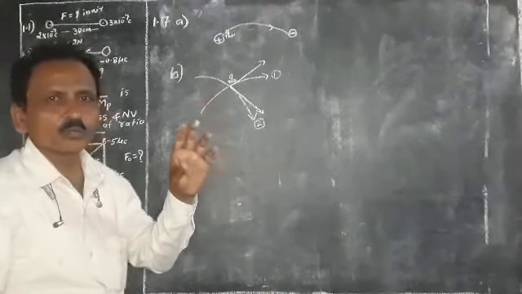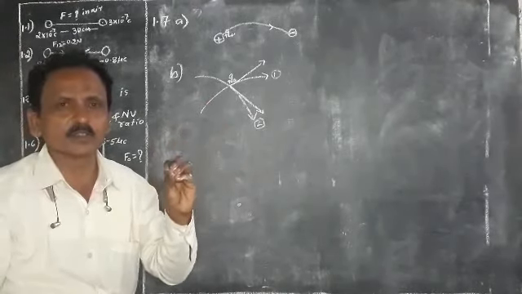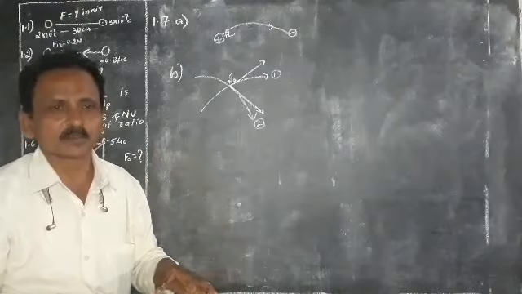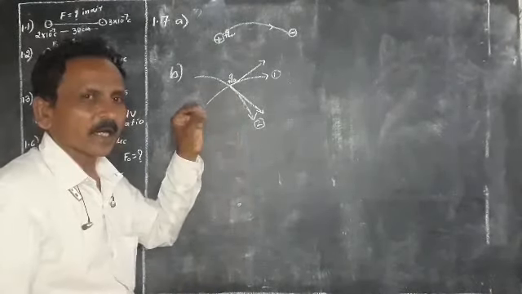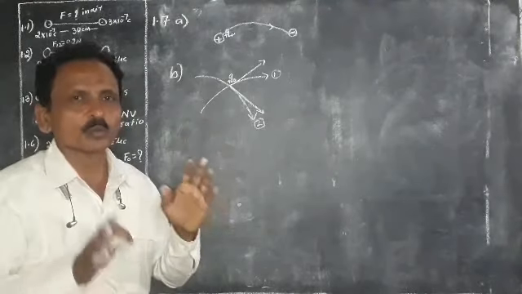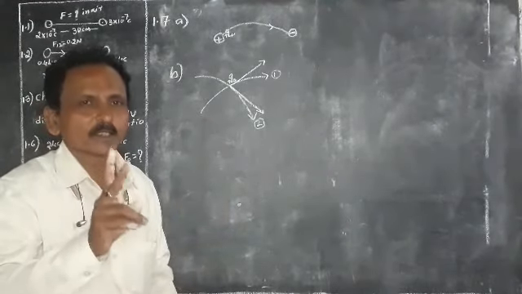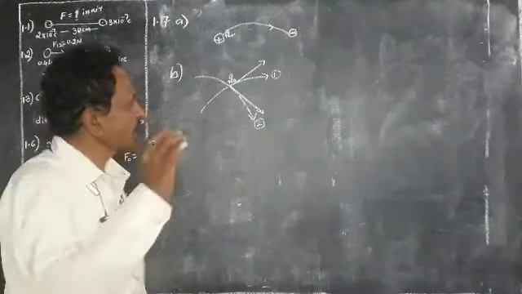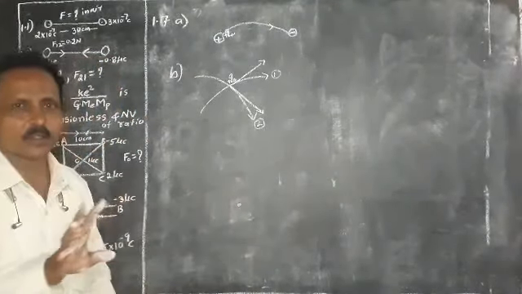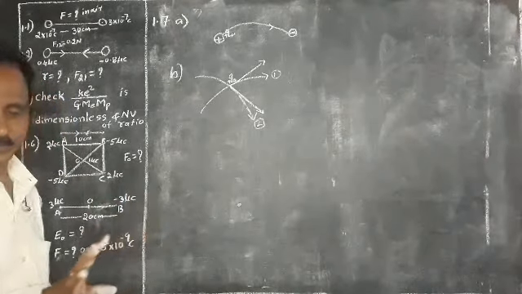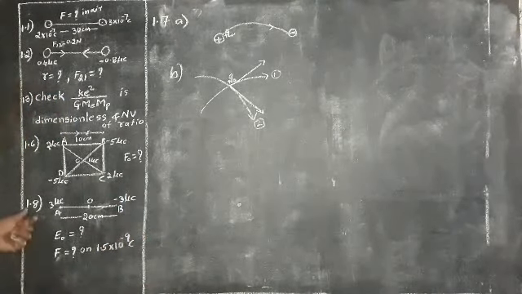Therefore, two electric field lines never intersect. If they intersect, the test charge placed at that point has to move along two directions simultaneously. It is impossible. Therefore, two field lines never intersect. Clear? And last problem, 1.8.